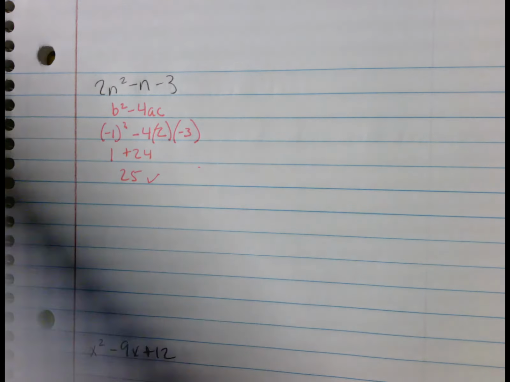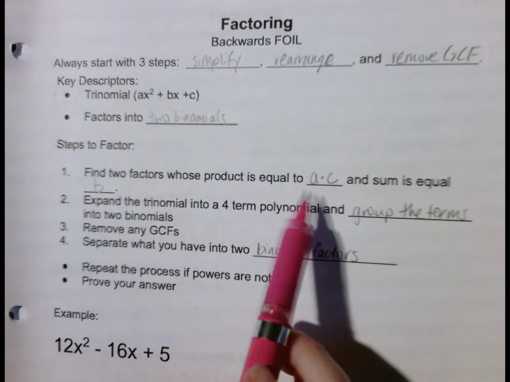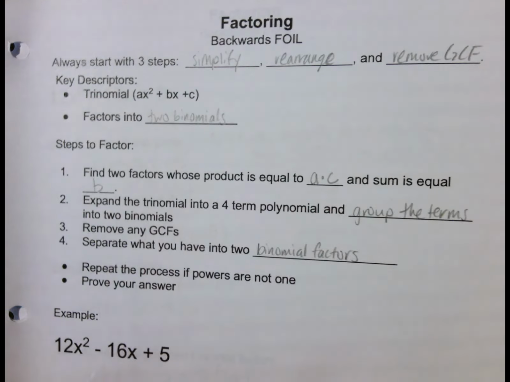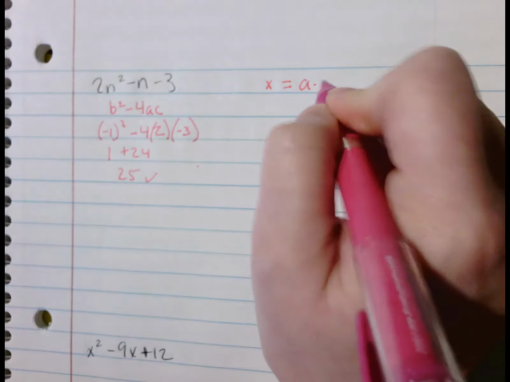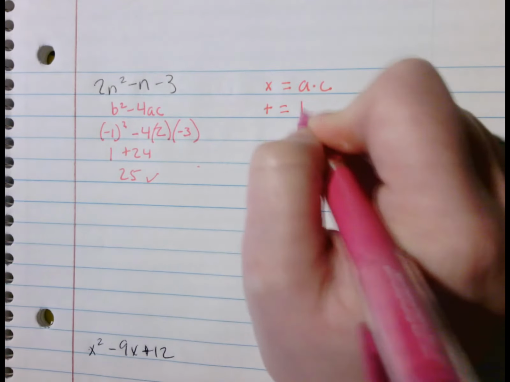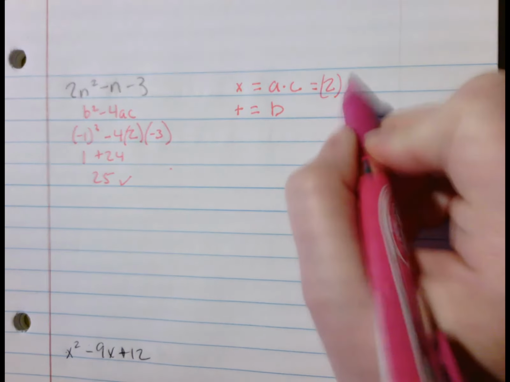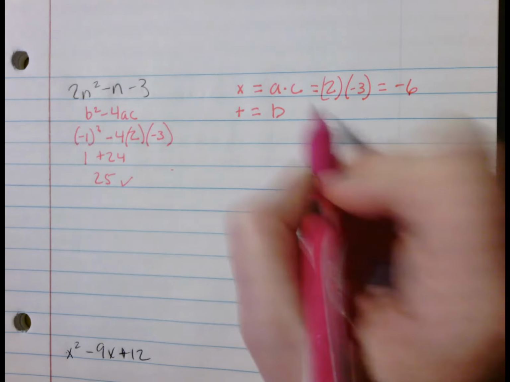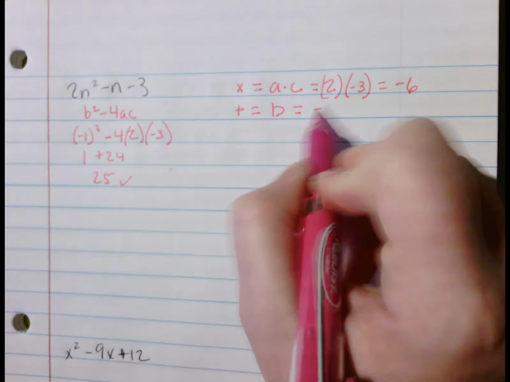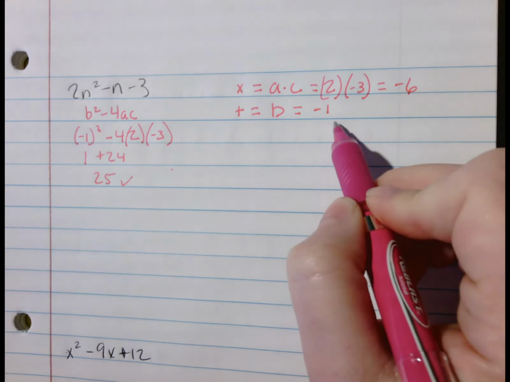So the first step is to find two factors whose product is equal to a times c and sum is equal to b. So we want two numbers. When we multiply them, they equal a times c, and when we add them, they equal b. So multiplying a times c, a is 2, c is -3, so we need two numbers that multiply to equal -6 and add to equal -1. So multiply to equal -6, add to equal -1.